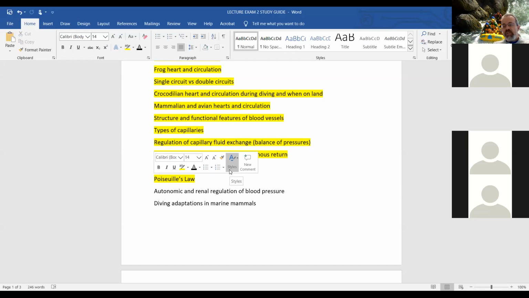Remember, it's the delta P times the radius to the fourth power over those other factors. So you should know, if I were to ask you, if we increase the length of a vessel, how would that affect flow? If we decrease the radius, if we increase the pressure gradient. I'm not going to have you calculate numerically per se, but I'm going to ask you what happens if we change certain parameters.